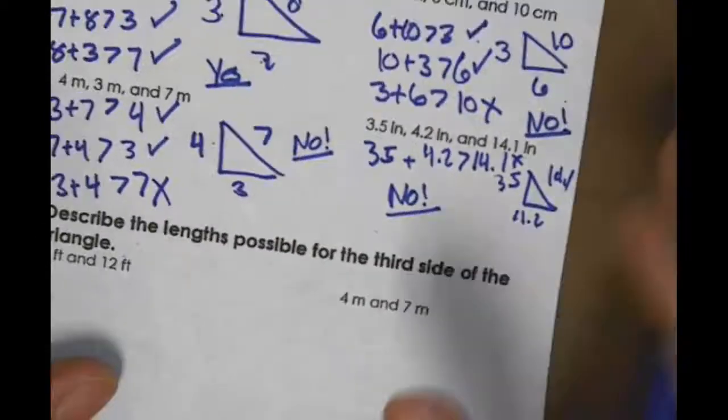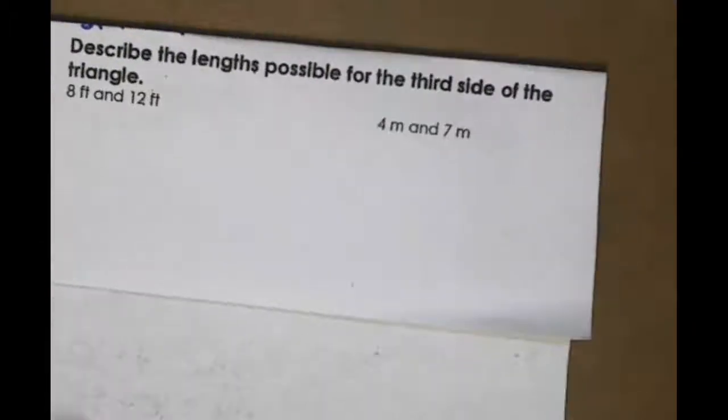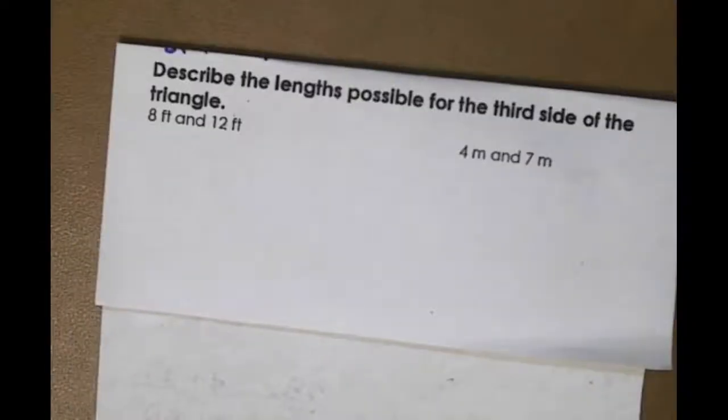All right. These next questions look pretty complicated, but they're not actually that bad. The next ones say, describe the possible lengths of the third side of a triangle. All the possible lengths. So what you have to do, you have to find the maximum it can be, and you have to find the minimum it can be.